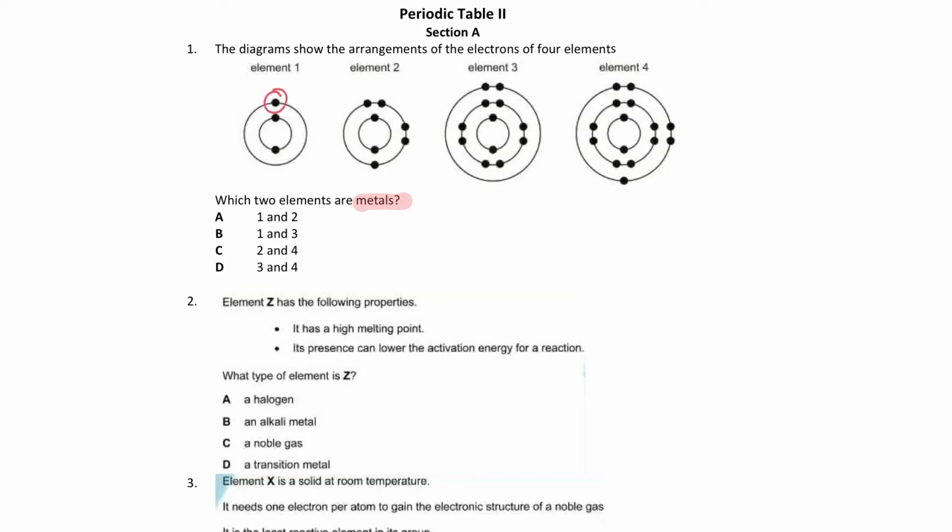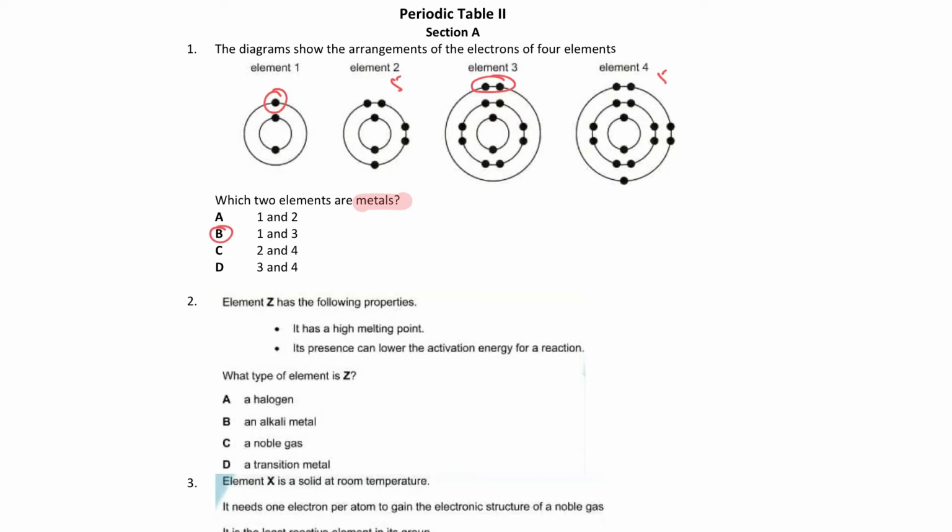This one has 1 electron to lose, this one has 2, and that makes it really easy to lose these. Compared to this one, element 2 has 5 valence electrons and this one has 5 valence electrons as well. So obviously it will be difficult to lose all 5 compared to gaining 3. Gaining 3 will require less energy. So most likely 2 and 4 are non-metals and 1 and 3 are metals.